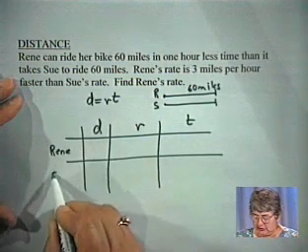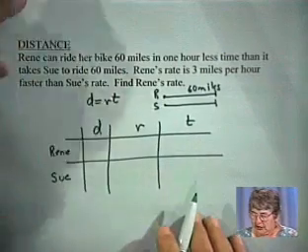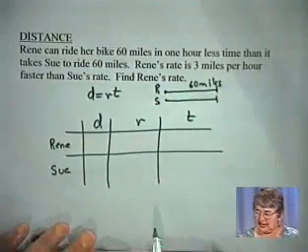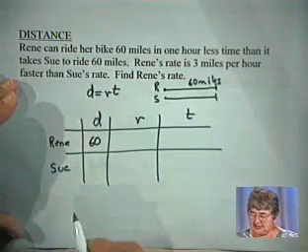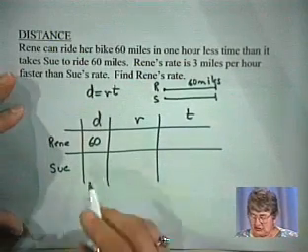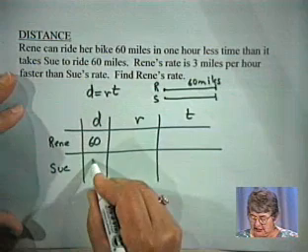And let's let the second row stand for Sue. So in this case, we see that Renee can ride her bike 60 miles, so Renee's distance is 60 miles, and Sue is riding the same number of miles.